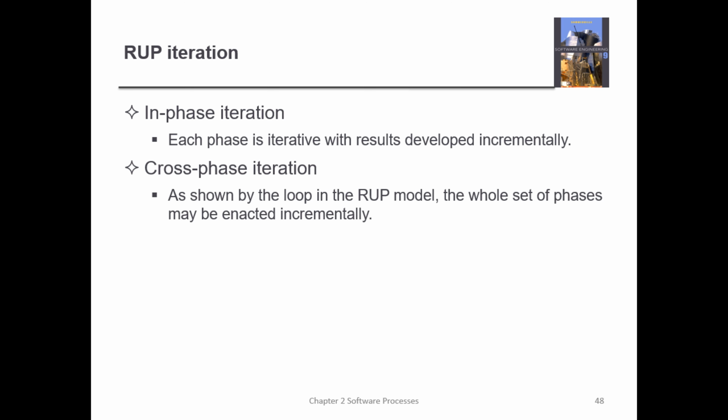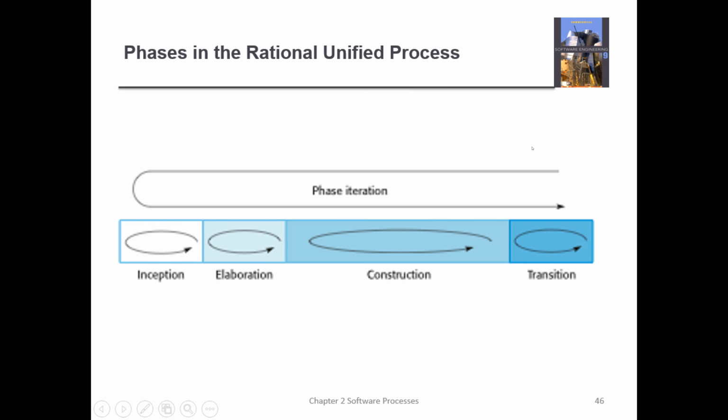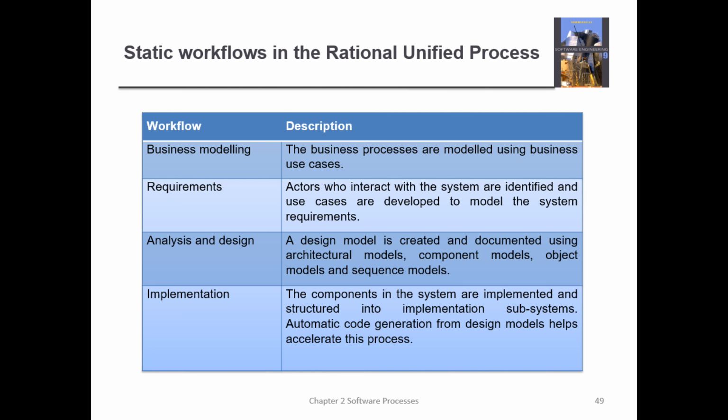Then you have cross-phase iteration. What does it mean? That's why it is shown by the loop here. This loop, we have cross-phase iteration, and this is in-phase iteration. So with cross-phase iteration, we are saying the whole set of phases may be enacted incrementally, as I've already explained. So we have static workflows in the rational unified process. These you will try to read and understand.